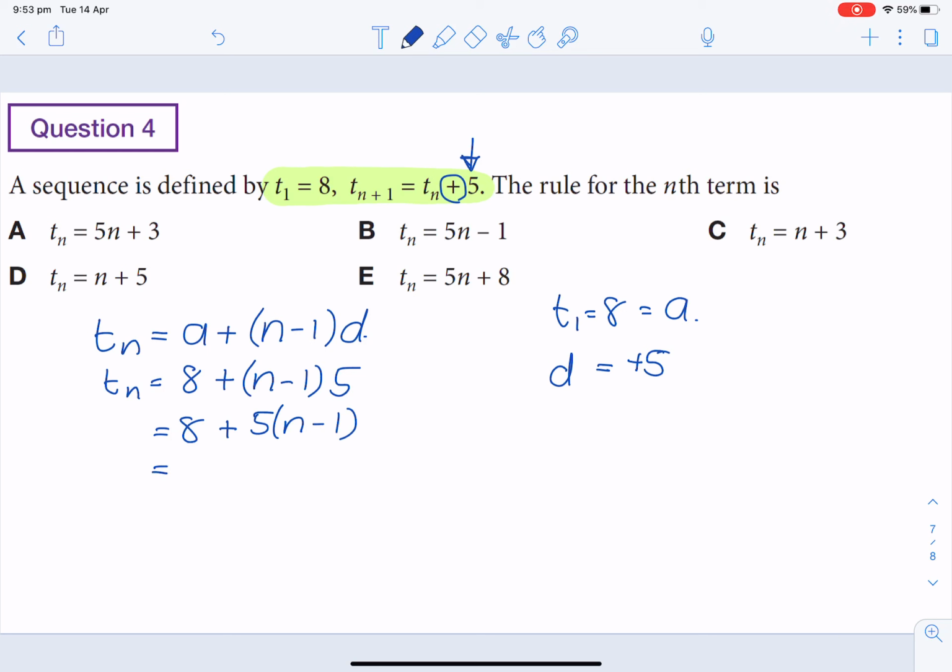And we expand. 5 times n is 5n. 5 times negative 1 is negative 5. 8 take 5 is 3. We've got 5n left over. So I've got 3 plus 5n, or 5n plus 3. That should mean it is A.